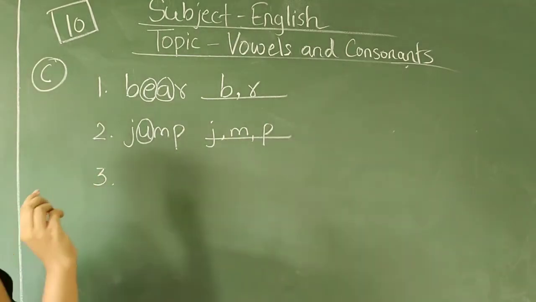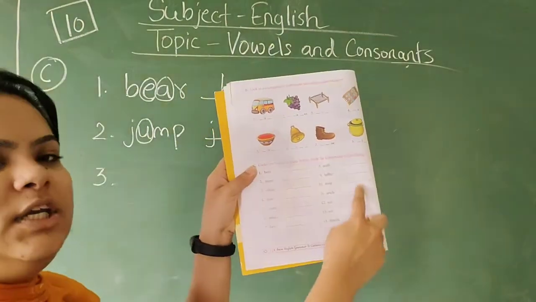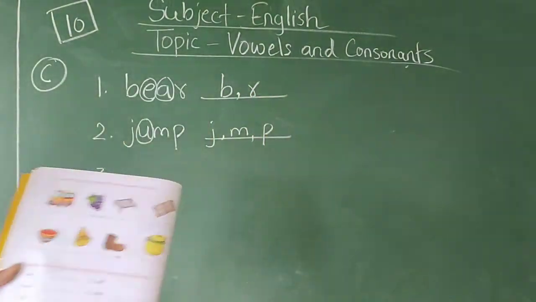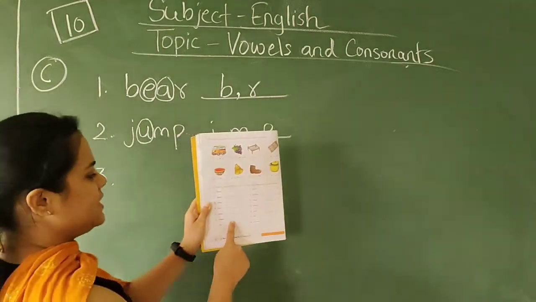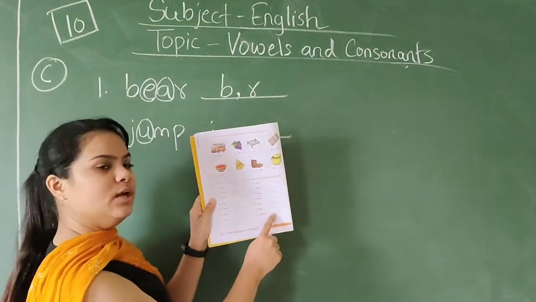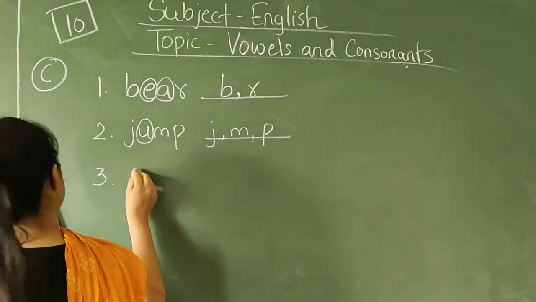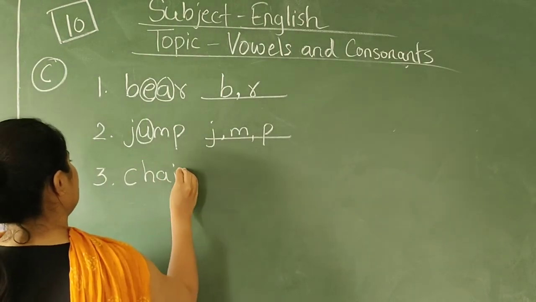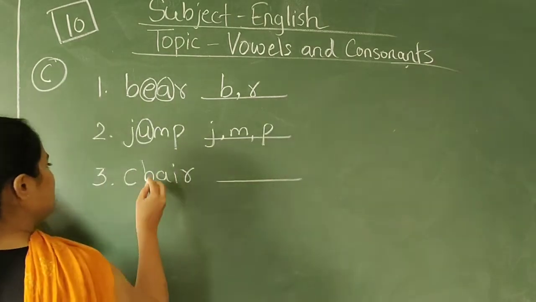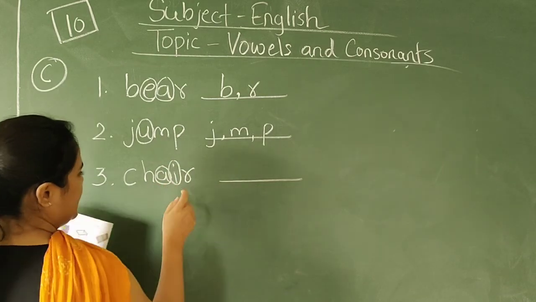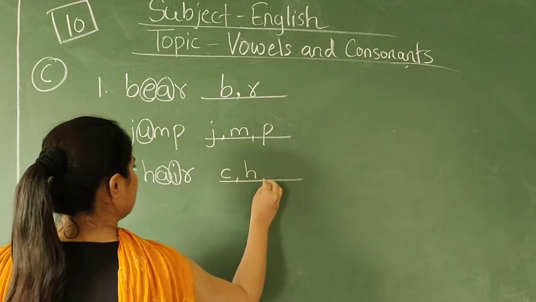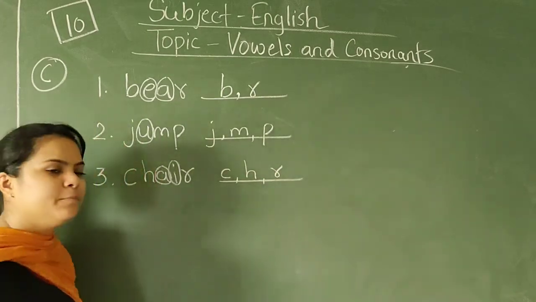In a similar way we have to solve all these 14 words. So we will solve 7 words here and 7 words are the homework for you. The words on this side we will solve, and the words on this side will be homework for you. So here we have the third word, C-H-A-I-R, chair. In this word we have two vowels, A and I. So circle A and I, and write the remaining letters here, C-H-R.